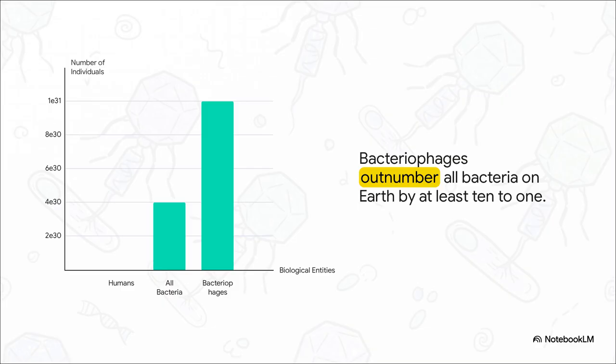Even the mind-bogglingly huge number of all bacteria on Earth, around 4 times 10 to the 30, is absolutely dwarfed by the bacteriophages. They outnumber bacteria by at least 10 to 1. Think about that. For every single bacterium on this planet, there are about 10 phages hunting it. This isn't just about being abundant, this is about total biological dominance.